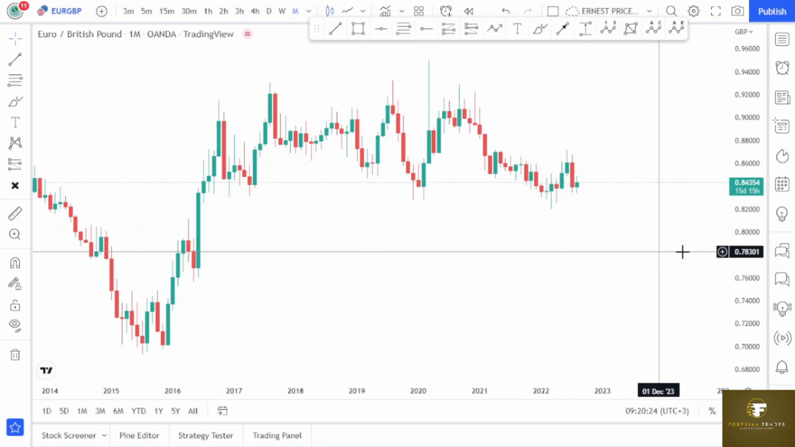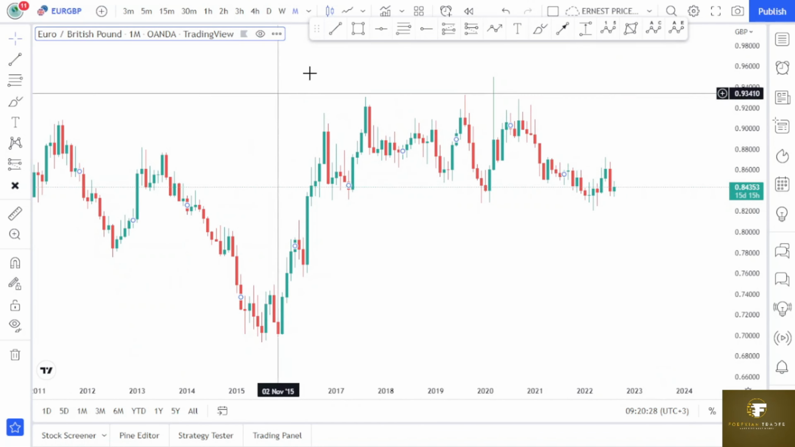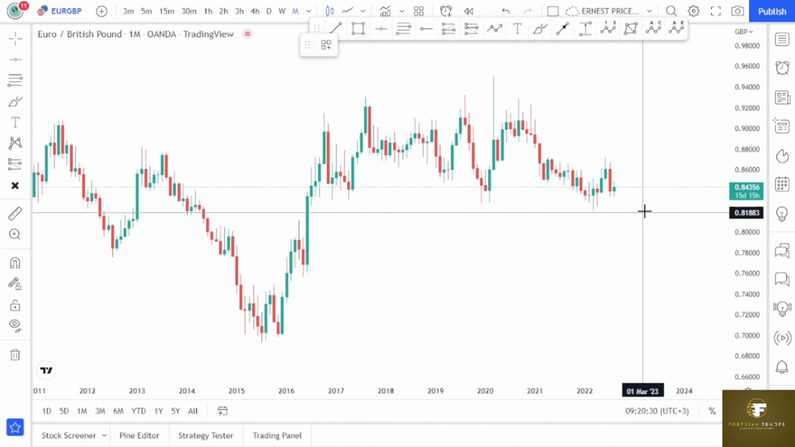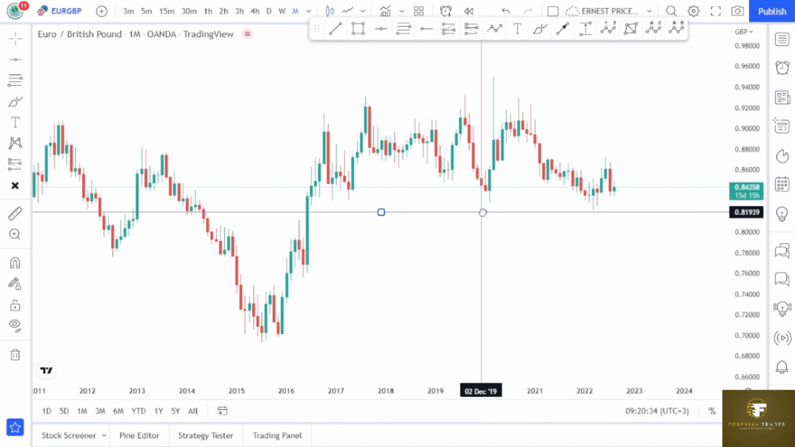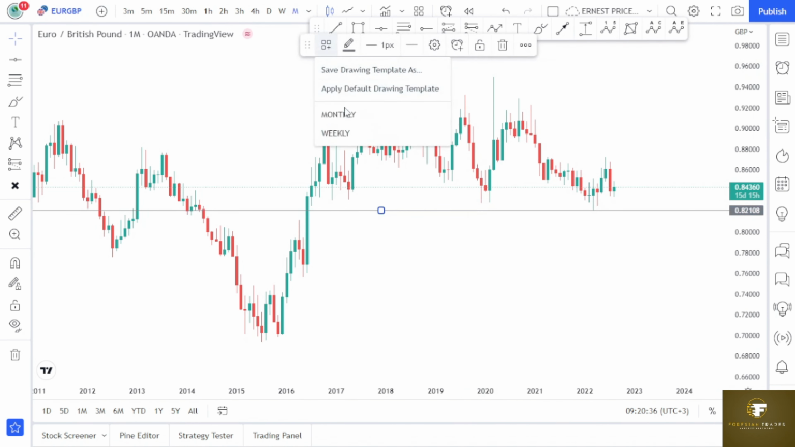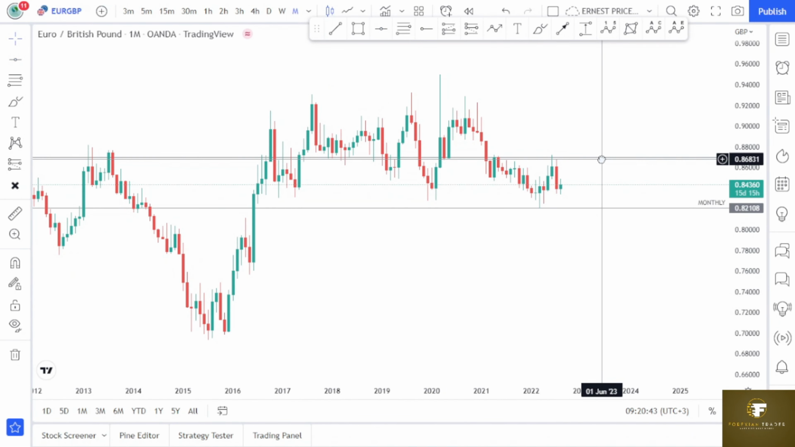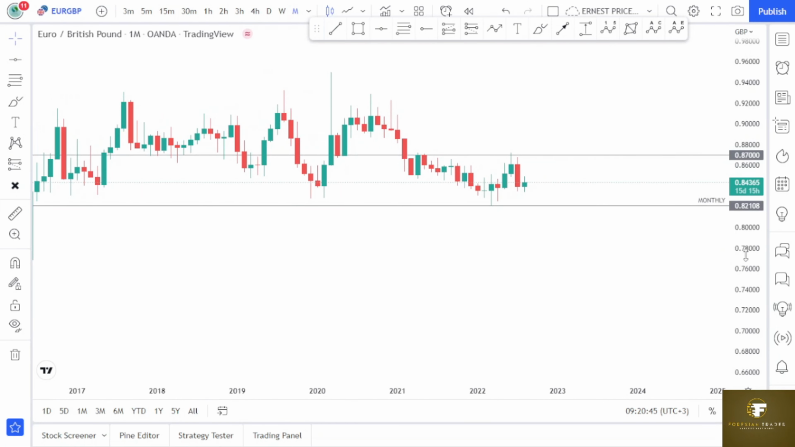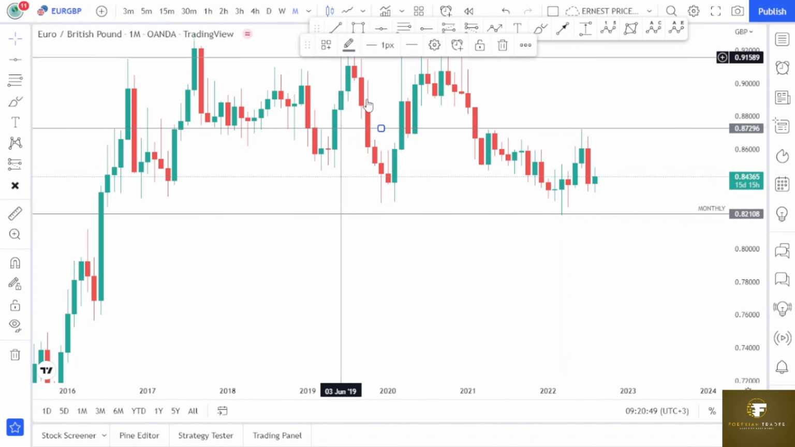So I usually start my analysis on the monthly time frame, as you can see. So I open my monthly time frame, then I'll mark levels. So I'll mark these levels as you see here. I'll mark my support and resistance levels. Okay, so let's see. I'm marking my support and resistance levels.